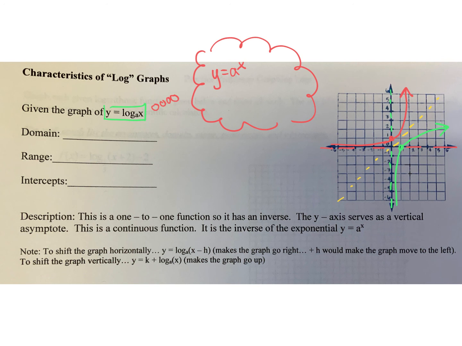So the domain is what's restricted. In this case, it's going to go from 0 to infinity. Our range becomes negative infinity to infinity. And this thing's intercept was 1, 0. It has an x-intercept.